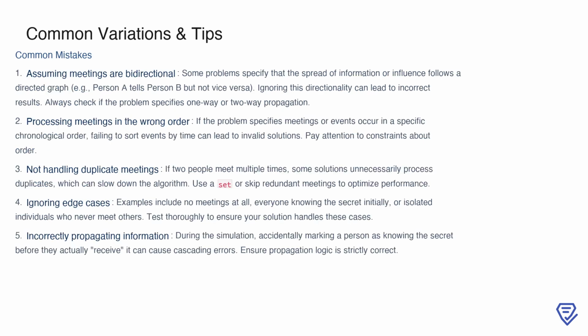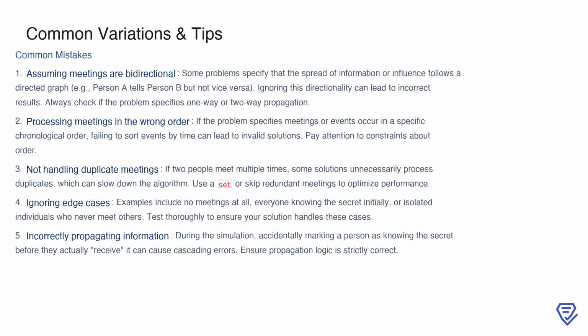In this problem, there are a few common mistakes that can lead to incorrect or inefficient solutions. First, it's important to note whether the problem specifies bidirectional or one-way communication. If meetings are directed, meaning person A tells person B but not the other way around, ignoring this detail can result in completely wrong answers. Next, the order of processing meetings is critical if the problem specifies a chronological sequence. Failing to sort meetings by time can lead to propagation happening out of order, which disrupts the logic.